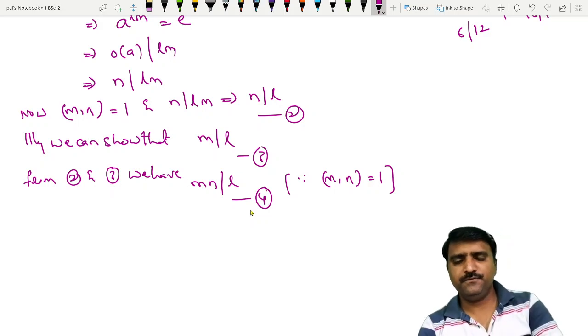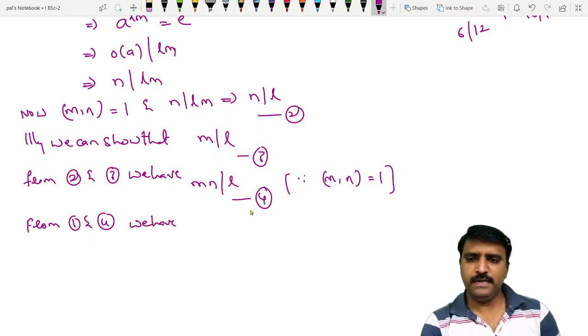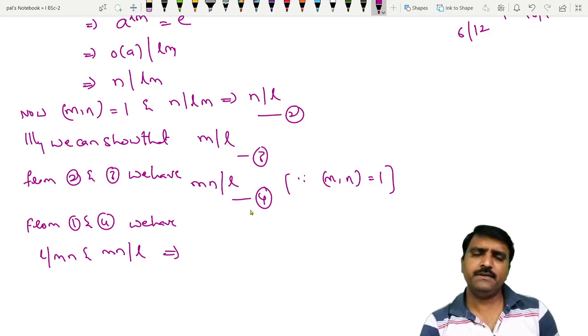So from 1 and 4 we have L divides mn and mn divides L. Is this possible? A divides B, B divides A. So what does it imply? A is equal to B. Which implies that L is equal to mn.